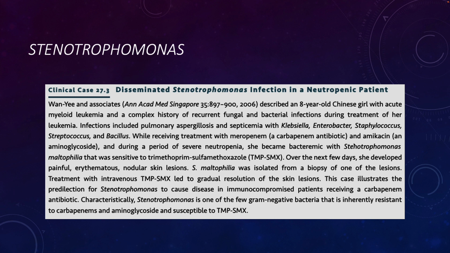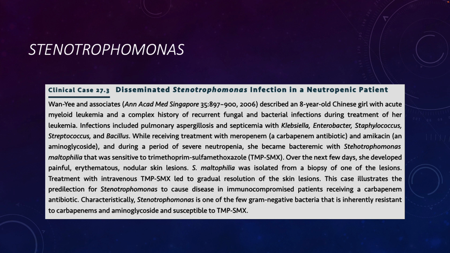Over the next few days, she developed painful red skin lesions. The bacterium was isolated from a biopsy of the lesion. Intravenous antibiotic therapy with the trimethoprim led to the gradual reduction of the skin lesions. This case illustrates the predilection for Stenotrophomonas to cause disease in immunocompromised patients receiving carbapenem antibiotics. So it's resistant to carbapenems.